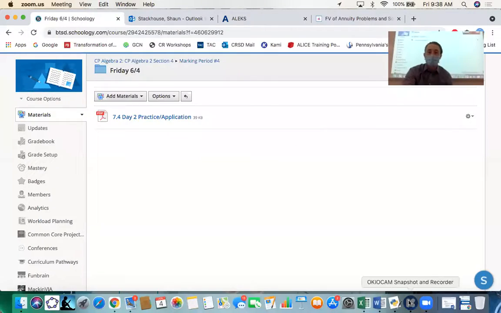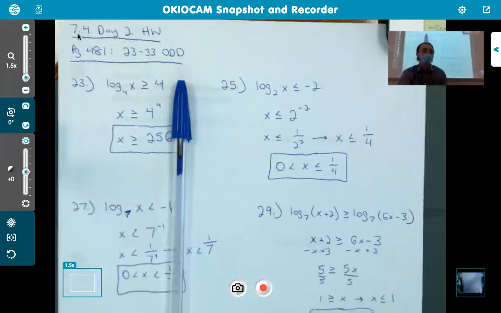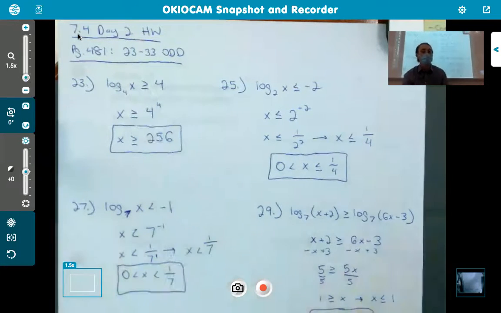All right, so last night's homework was on page 481. You're doing numbers 23 through 33 odd. I'll talk about the first three because they were all pretty much the same type of question, and what we're going to do a lot of review with today. And that's when we have one logarithm involved in our inequality.